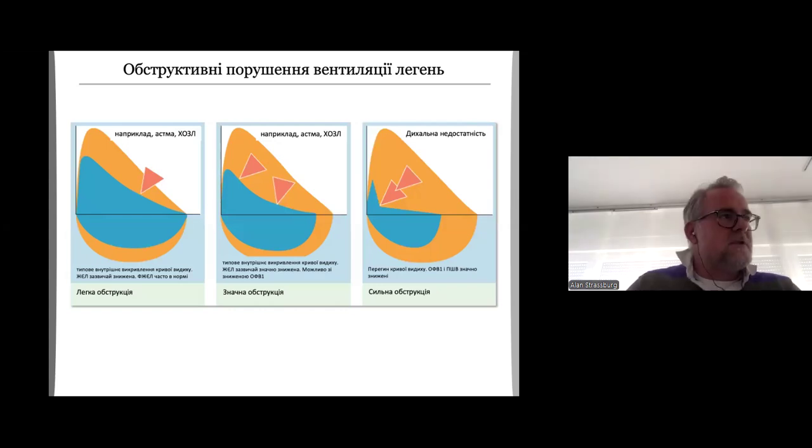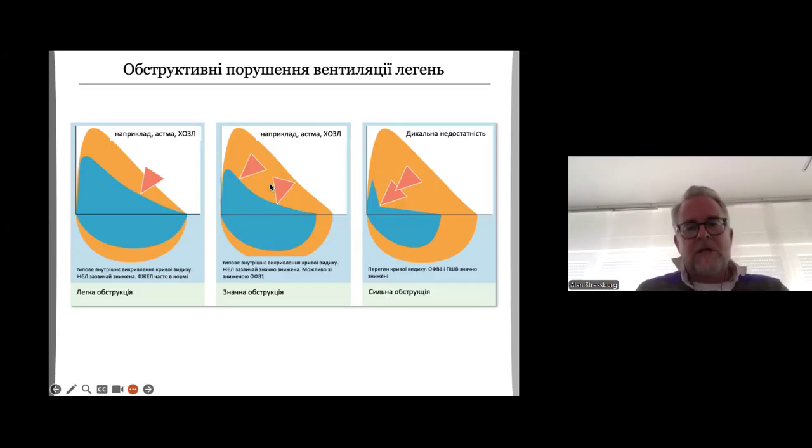We then have obstructive ventilation disorders, for example in COPD or in asthma. If we take the orange curve as the normal volume curve and the blue curve as the volume curve of the patient, then usually in obstructive lung diseases, the expiration phase is smaller than the normal volume curve. The more obstructive the patient is, the smaller the blue curve gets, obviously.